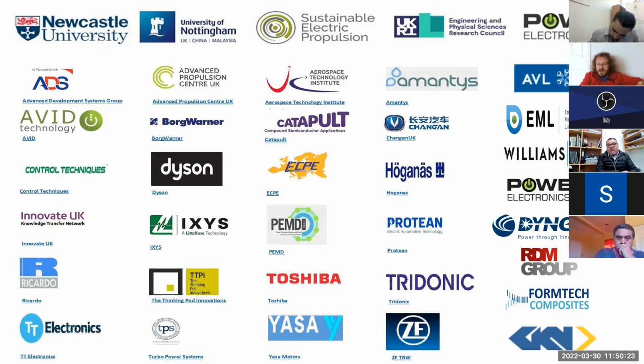Dyson are there. I think Williams, who race cars. So Williams do race in Formula 1, but they also race in Formula E. So they build race cars. Control Techniques, for example, make motor drives, hundreds of thousands a year, and so on. So a lot of companies you'll have heard of, and a lot of companies you won't have heard of.